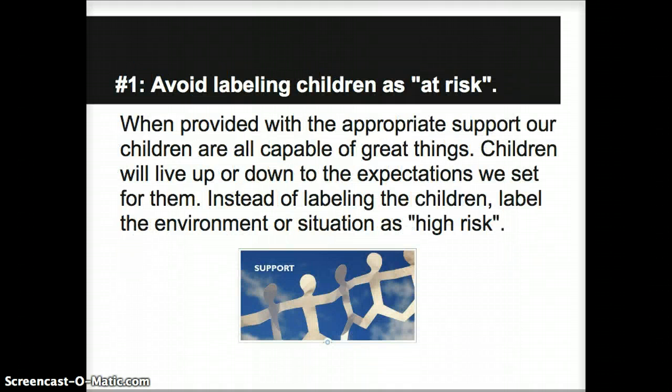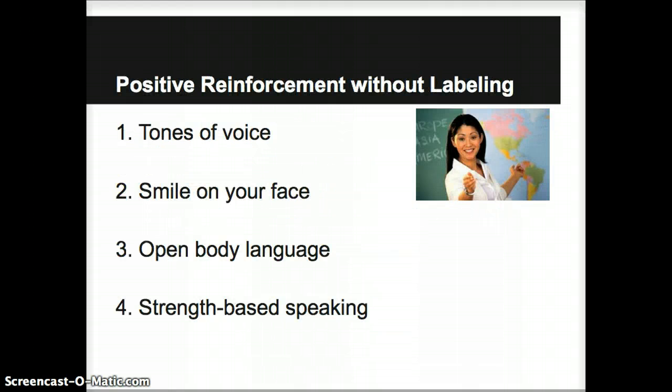Key number 1, avoid labeling children as at risk. When provided with the appropriate support, our children are capable of great things. Children will live up or down to the expectations we set for them. Instead of labeling the children, label the environment or the situation as high risk.